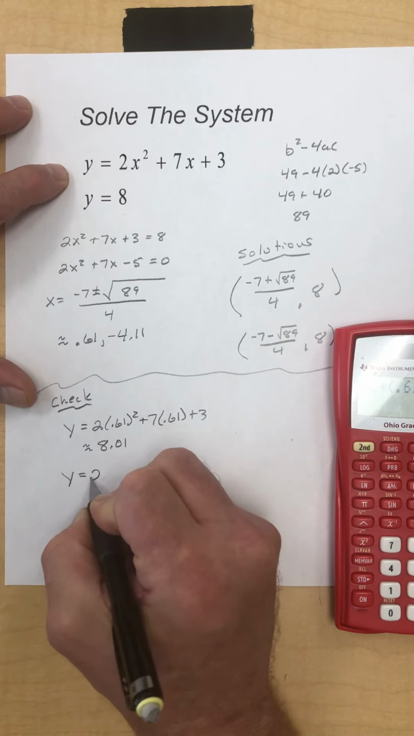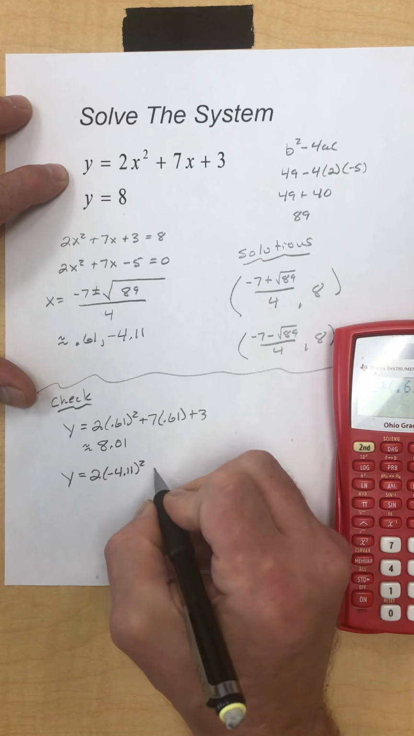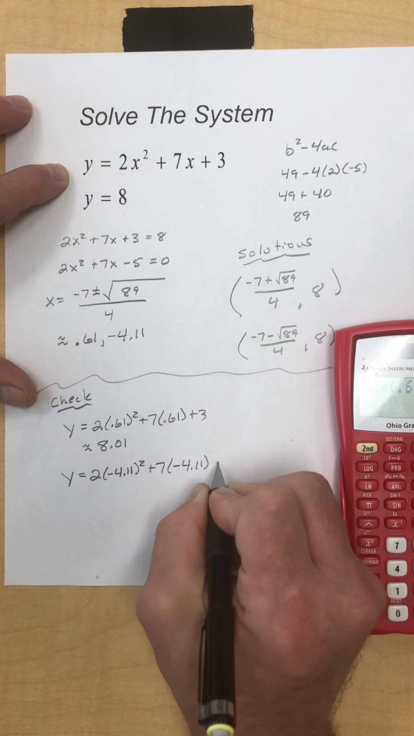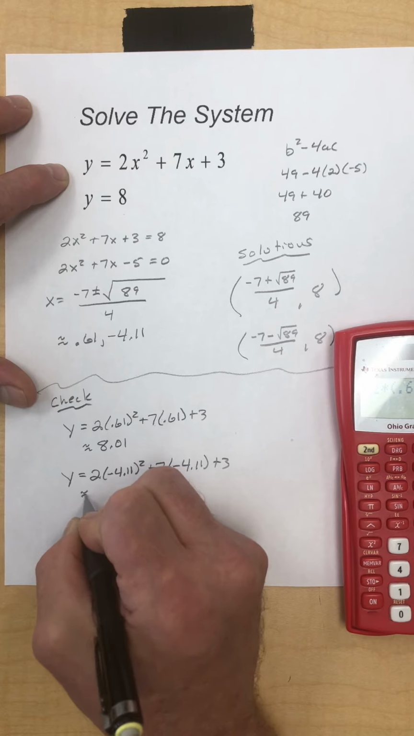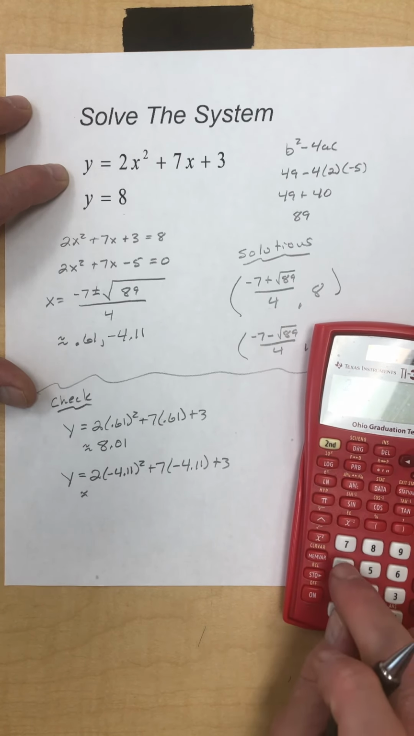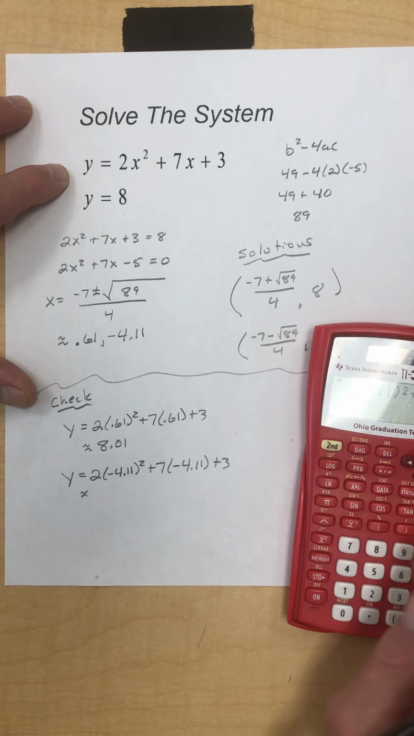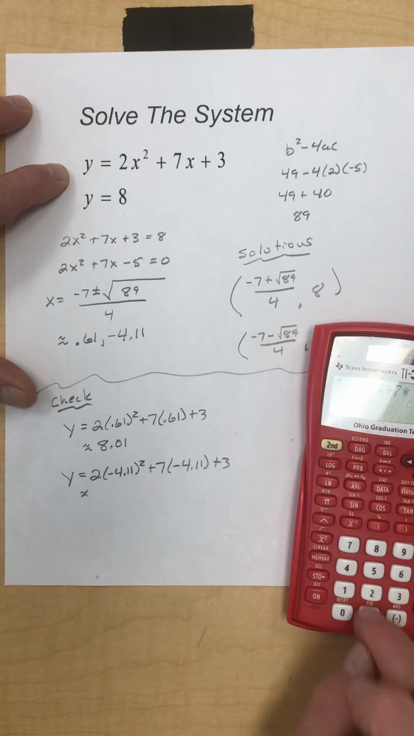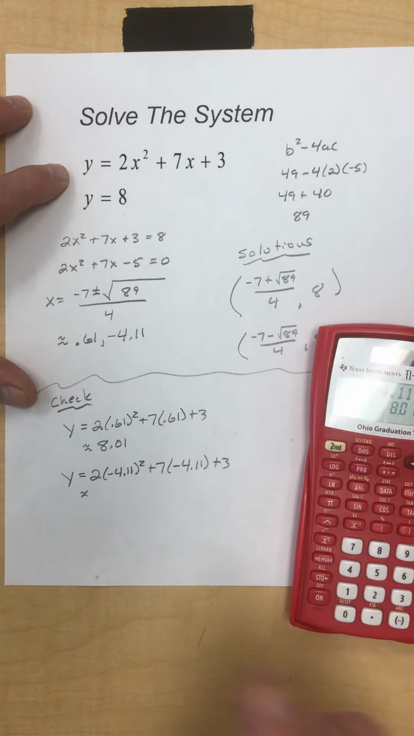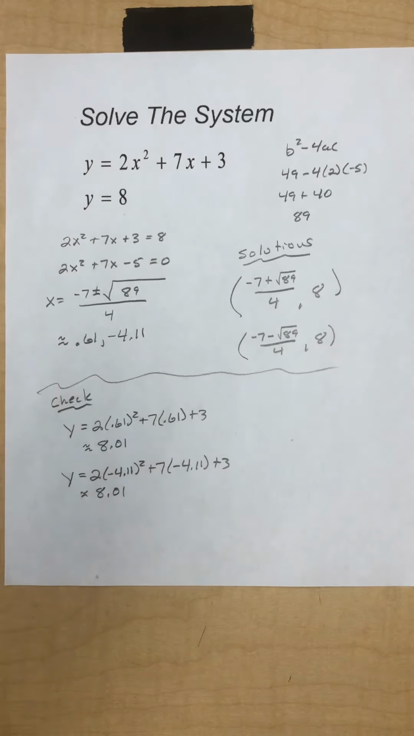Y equals 2 times -4.11 squared plus 7 times -4.11 plus 3. And let's see what happens here. Okay, 2 times -4.11 squared plus 7 times negative 4.11 plus 3. And notice I'm getting 8.01 again when it's rounded off. Okay, so I should feel pretty good.